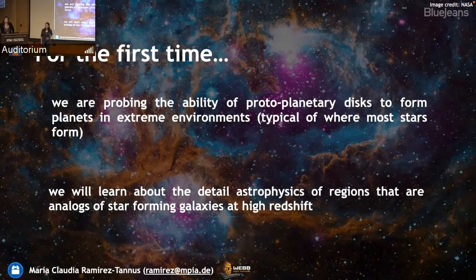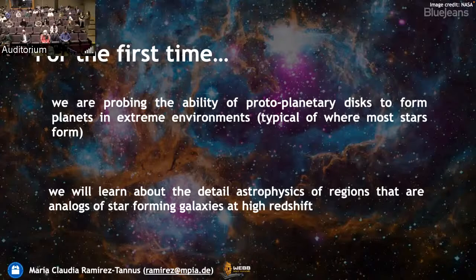Hi, thank you. These spectra are just amazing. But I was wondering how this is an analog to high redshift star forming galaxies. Wouldn't you need to be looking at a lower metallicity region to have that analog situation? Or do you plan to look at lower metallicity regions in the future?